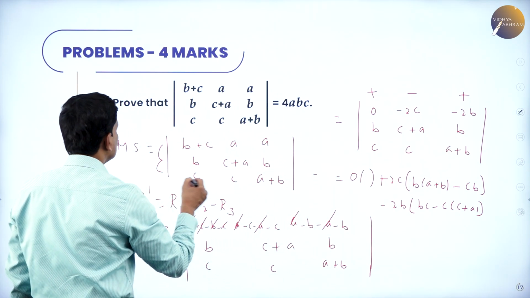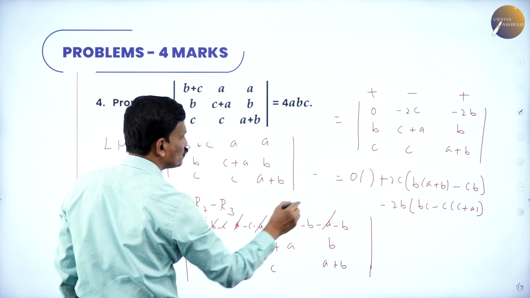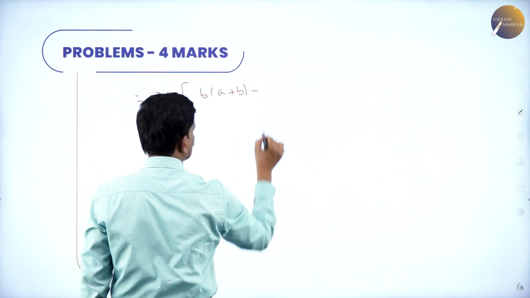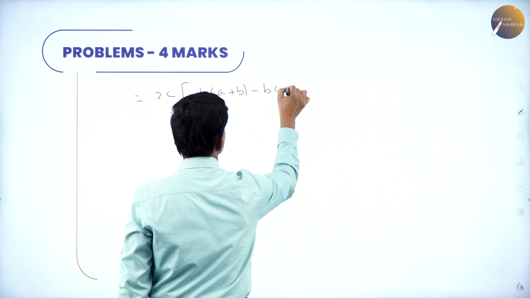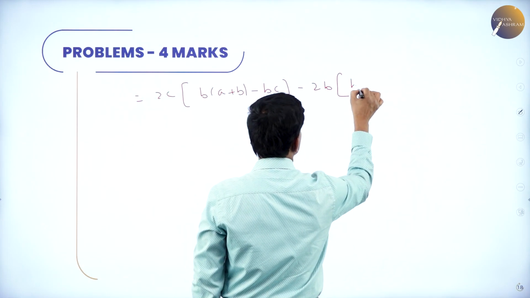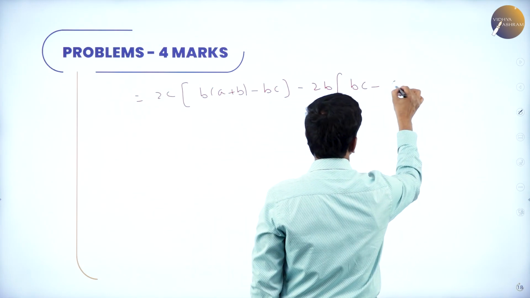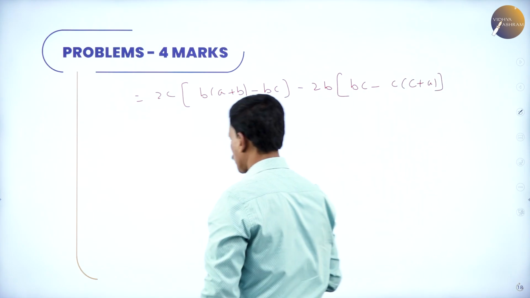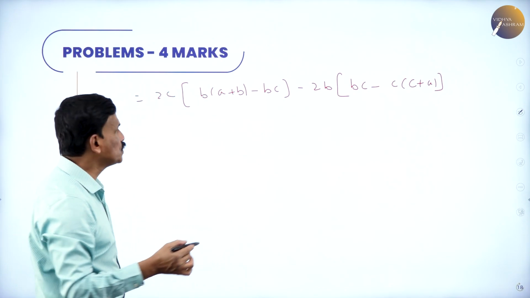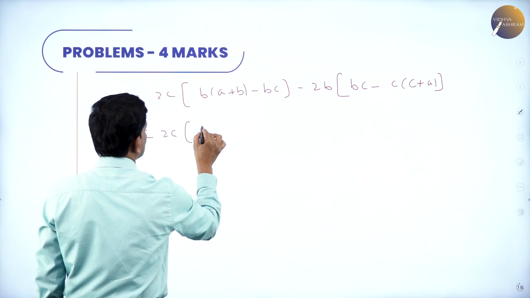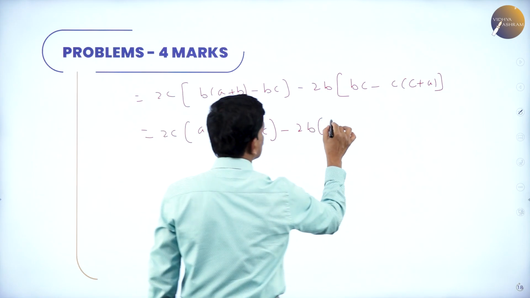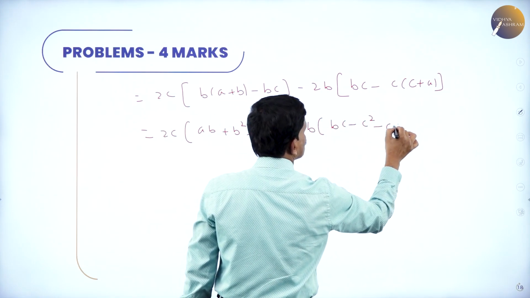Now I will go to the next page. That is equal to 2C into B into A plus B minus BC, again minus 2B into B into C minus C into A plus B, C into C plus A. Simplify this. The answer we want to get is 4ABC. Let me check this. 2C into, simplify this, A into B is AB plus B square minus BC, minus 2B into, simplify this, BC minus C square minus CA.